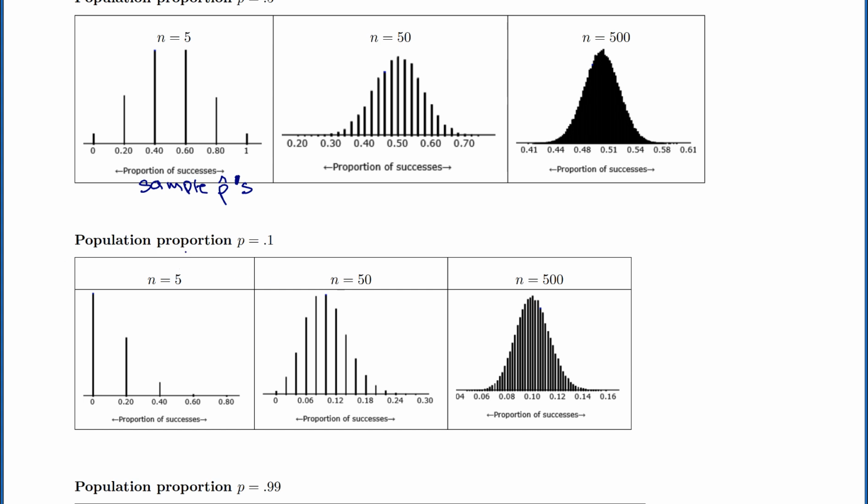What happens if I get a population proportion where p equals 0.1? If I have a sample size of 5, it's definitely not normal. It's still very skewed. At a sample size of 50, it's still skewed. It looks almost normal, but still skewed. But by the time I get to 500, it looks normal again.